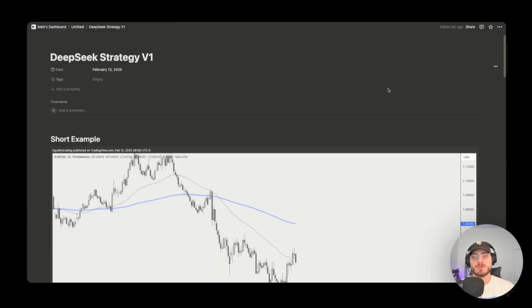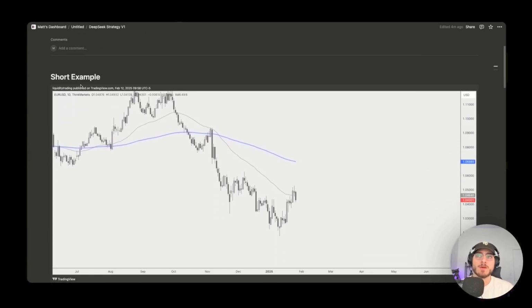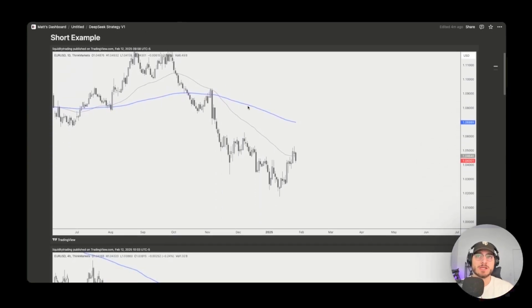So before we actually start backtesting it, let's dive into this document I made in Notion, DeepSeek Strategy V1, just to review the strategy, what it looks like, and so I can get comfortable with the look of it. So first off is this short example. We have the 200 EMA right here and the 50 EMA right here. So you can see that price is below the 200 EMA, therefore shorts.